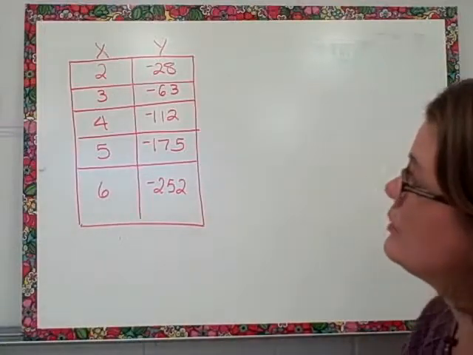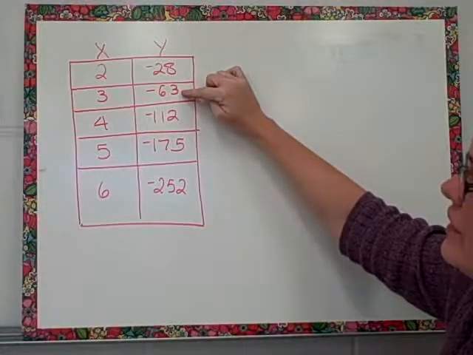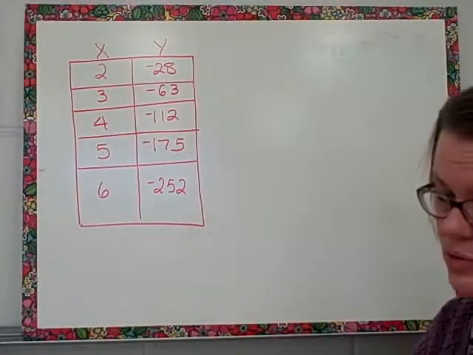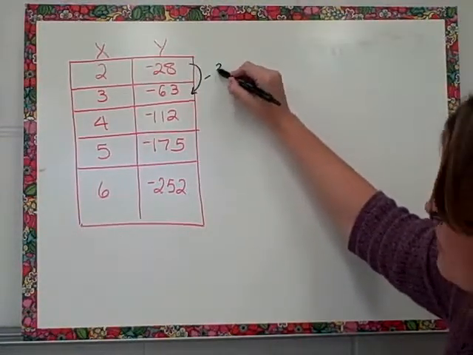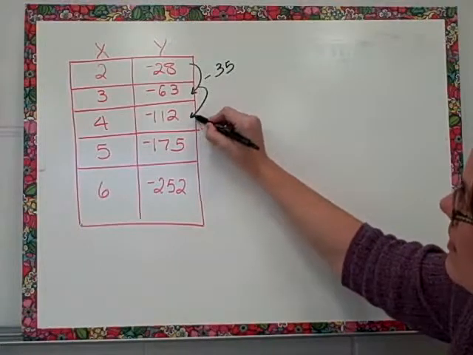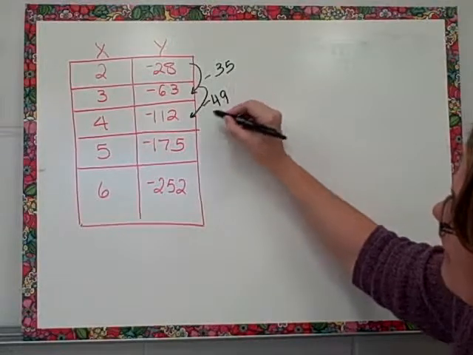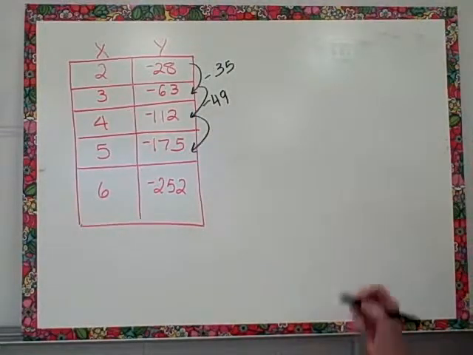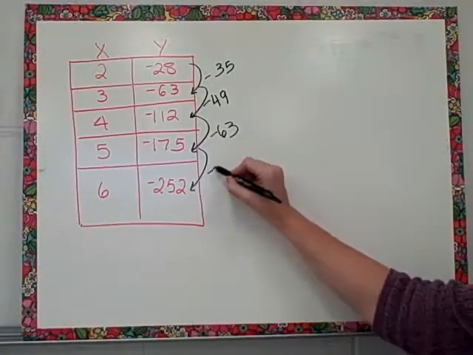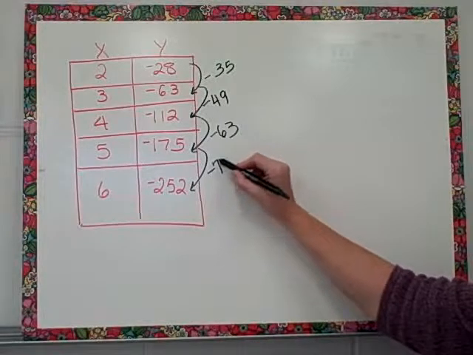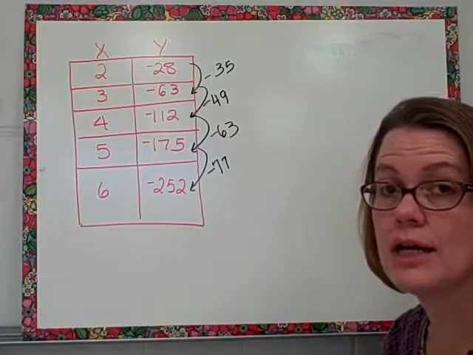It becomes obvious pretty quickly when I look at the second example that the change to get from -28 to -63 is a different number than to get from -63 to -112. So when I go from here to here, I had to take away 35. If it were linear, then I would take away 35 again. But this time I'm taking away 49. And this time I'm taking away 63. And this time I'm taking away, sorry, 77. So that's not constant. So I know it's not linear.